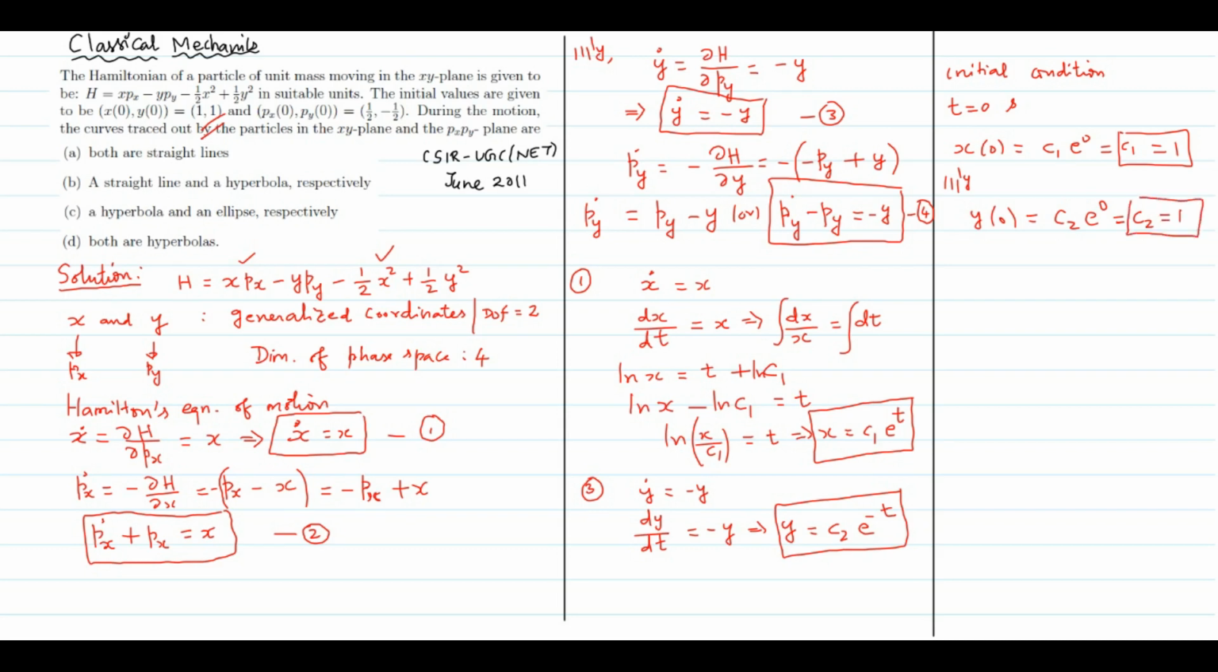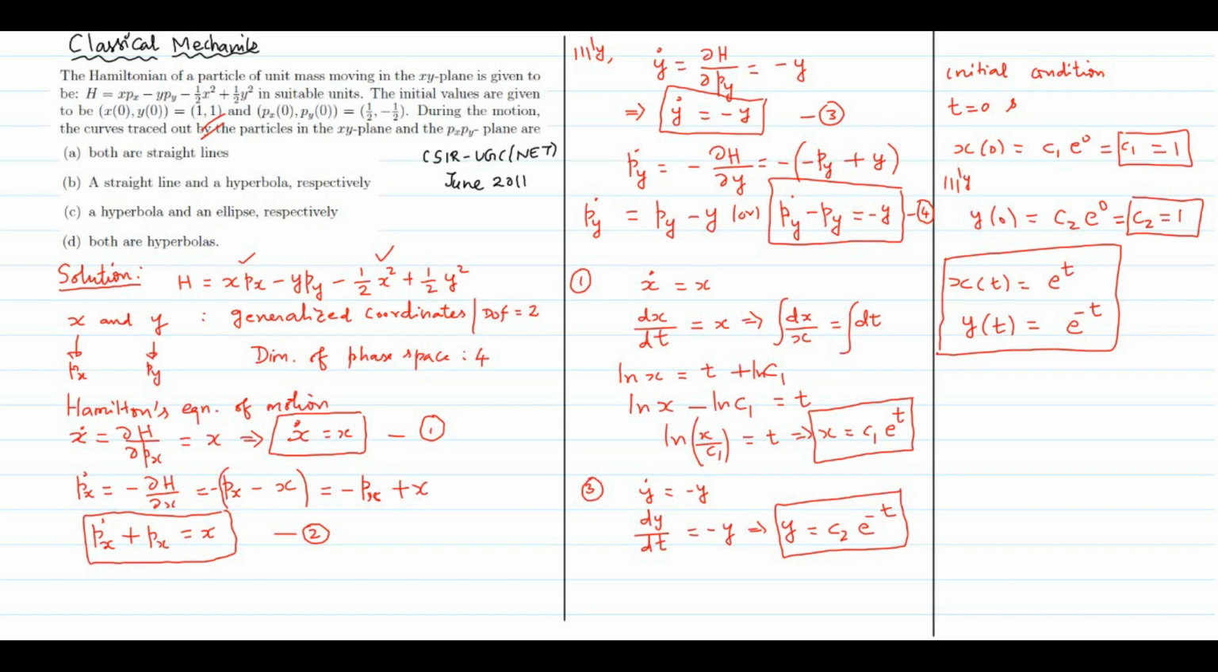So from these two, if I substitute in these equations, what I will get is x of t can be written as e power t, and y of t I can write as e power minus t. Okay, so these are the solutions for the first equation and the second equation. In the same manner, let us now write down the solution for equation 2 and equation 4.